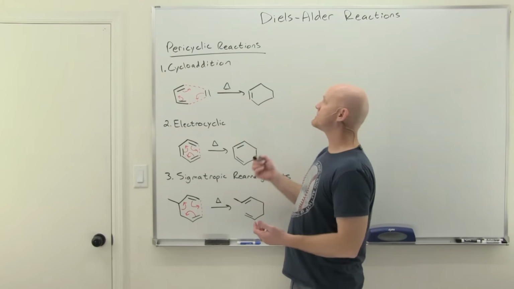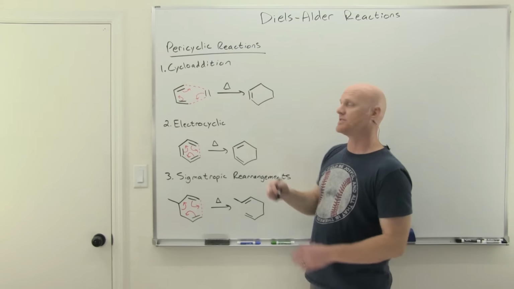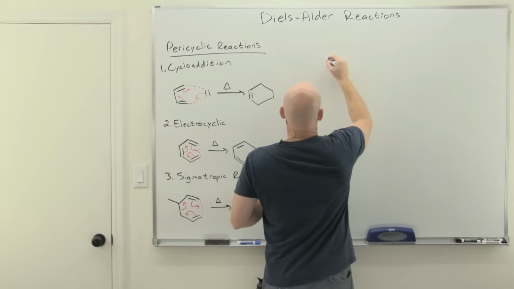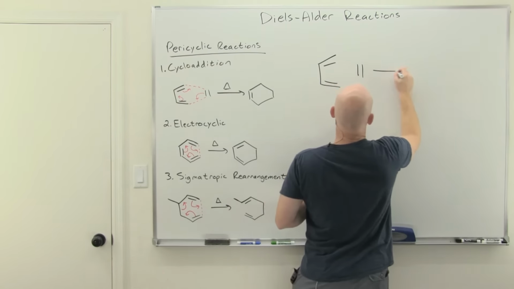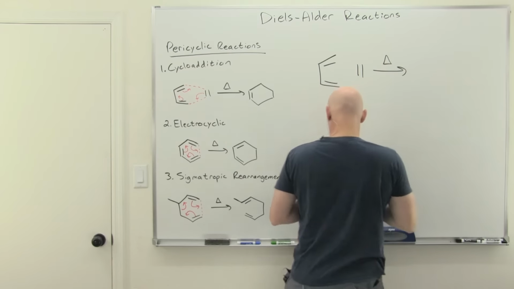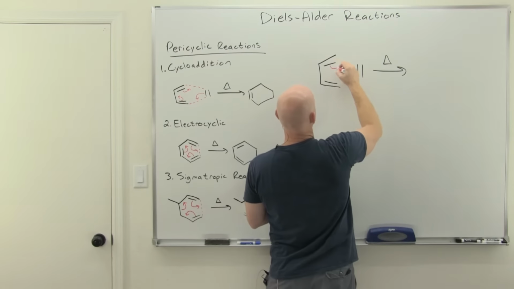All right, so let's take a look specifically at the Diels-Alder. It turns out that this cycloaddition right here is a Diels-Alder reaction. So if we take a look at it in a little larger context here. All right, so in this case, we've got the cyclic movement of electrons.